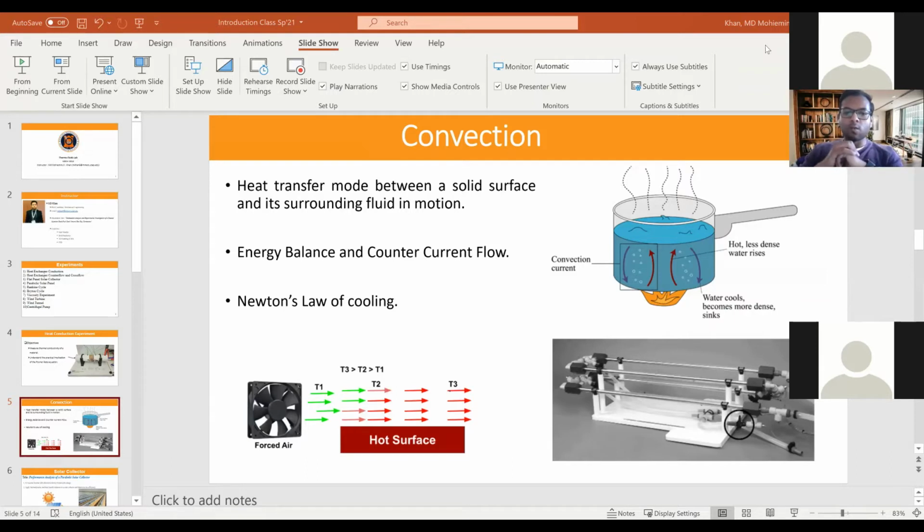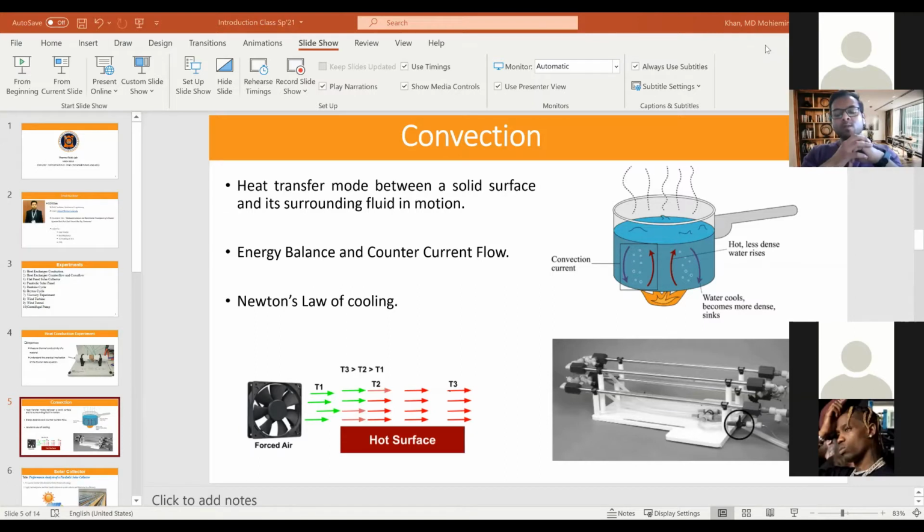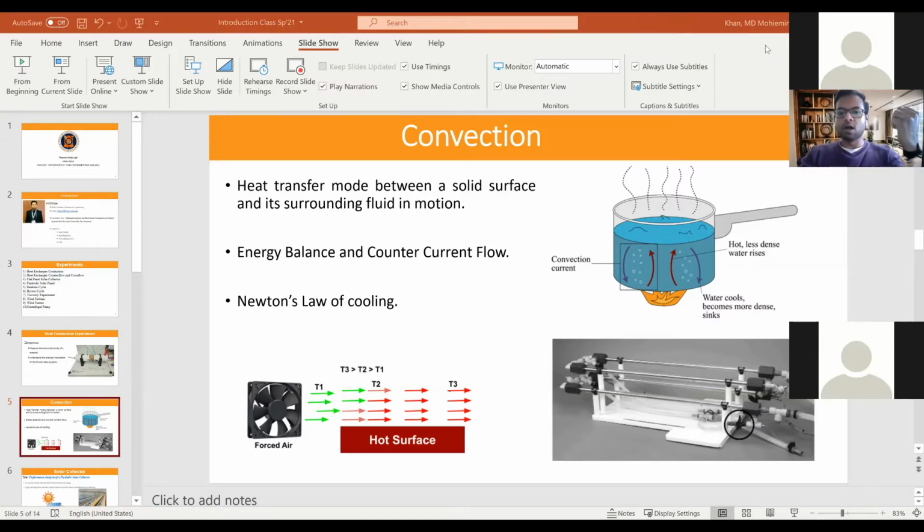In convection, we're going to study the energy balance. We're going to study different modes of convection. When there is a natural flow, for example, when you're sitting in your room, there is no fan or turbine around you. Whatever fluid is around you is static. It doesn't change its velocity or its properties with time. That's what we call natural convection.